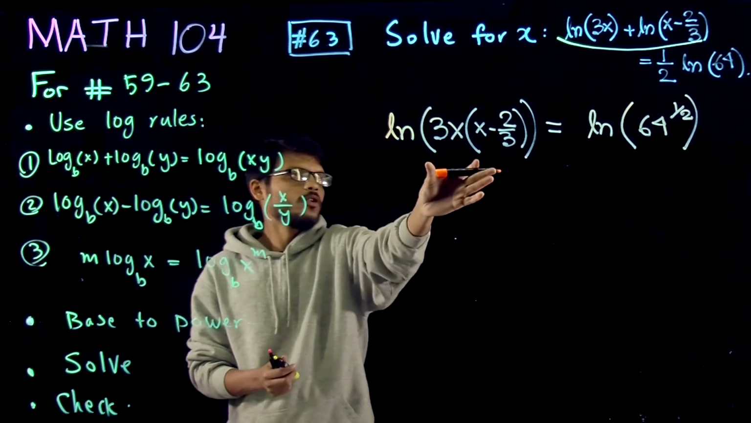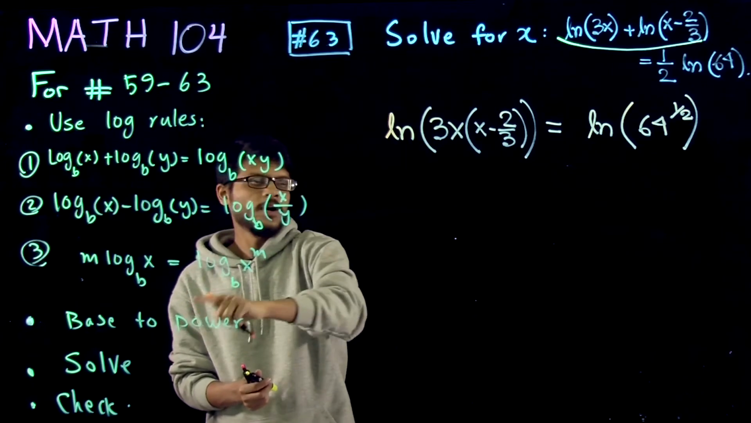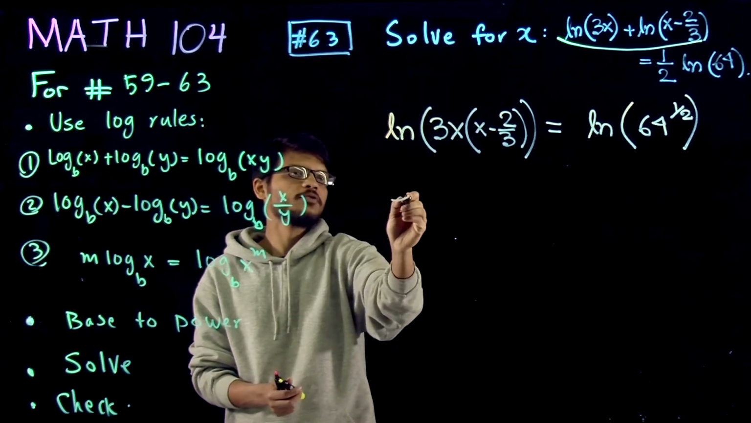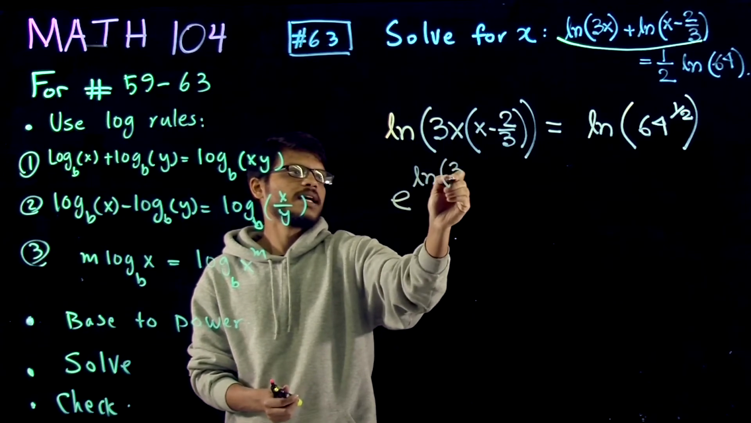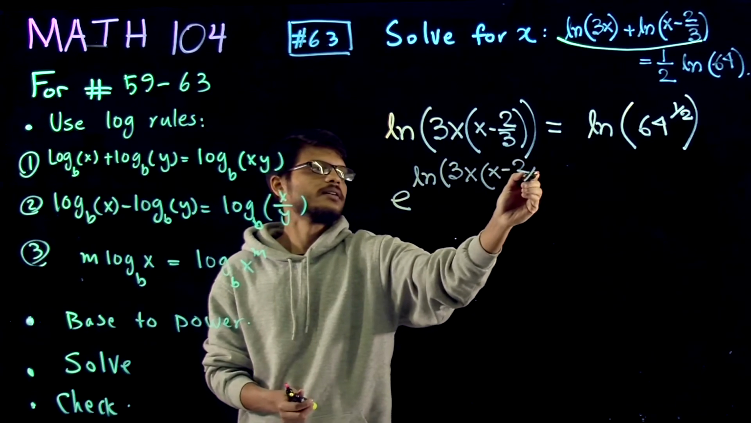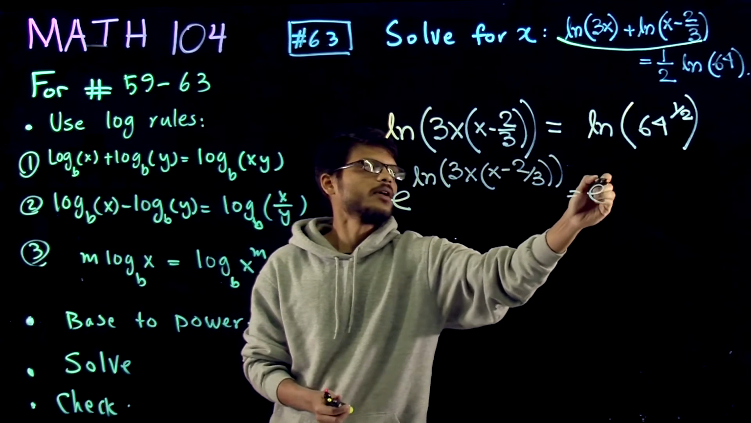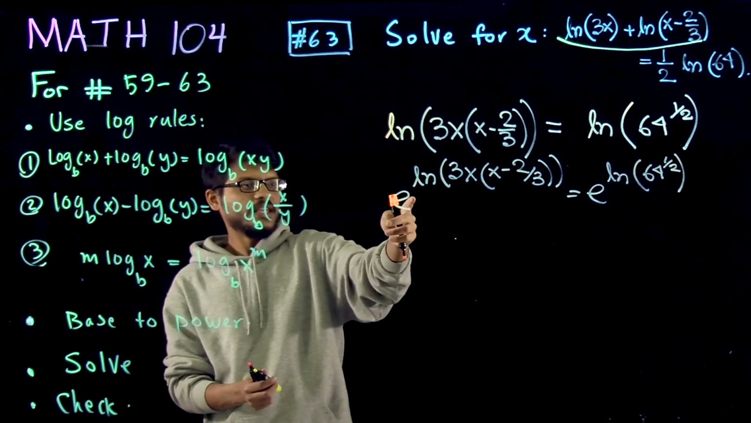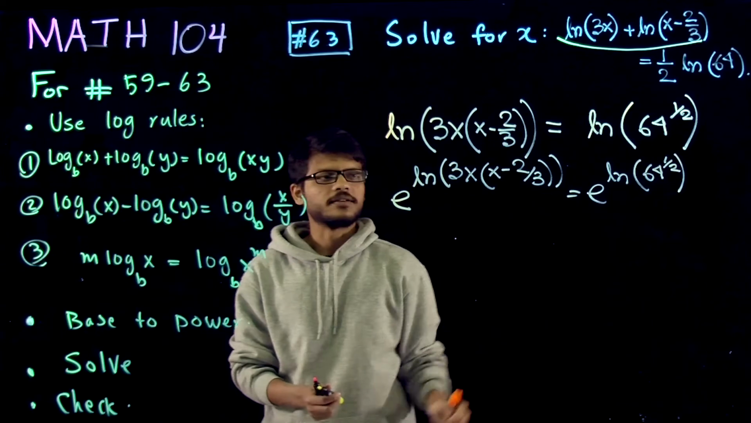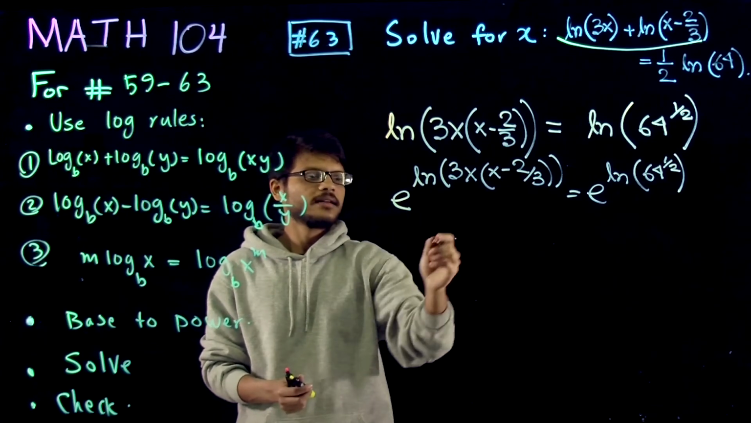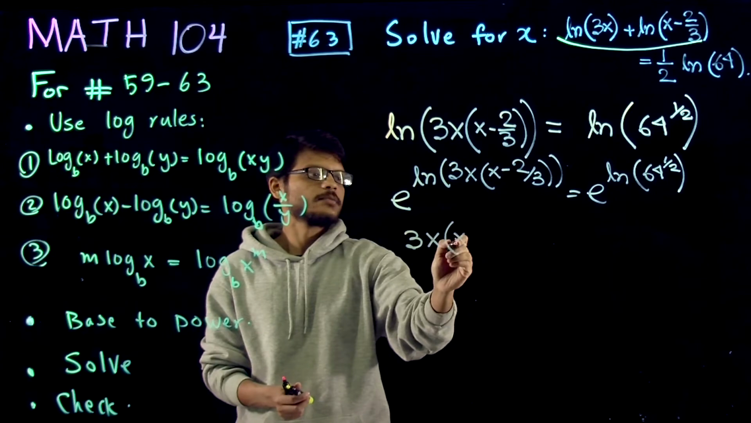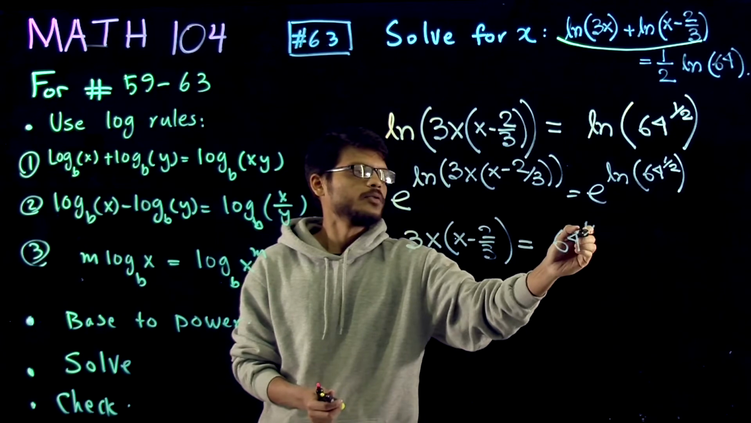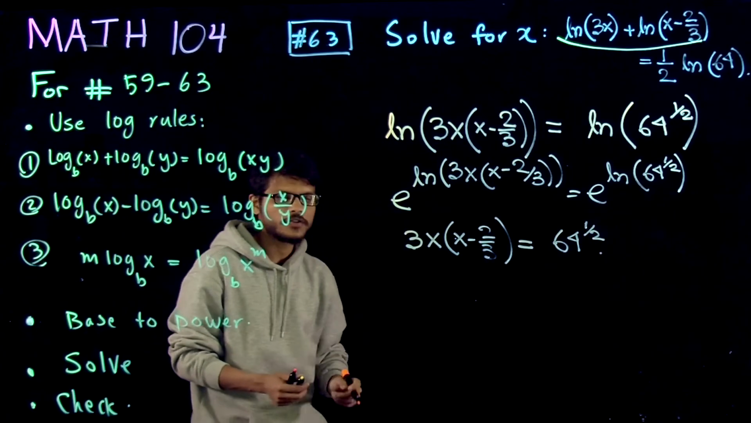Now what do we do? So now we are just going to use the second step, taking both sides to the power of e. So we will have e to the power ln of 3x times (x - 2/3) is equal to e to the power ln of 64 to the power 1/2. And now e and ln are inverse of each other, therefore they cancel, and we will get 3x times (x - 2/3) is equal to 64 to the power 1/2. And this one is an equation, and we are going to solve this equation.